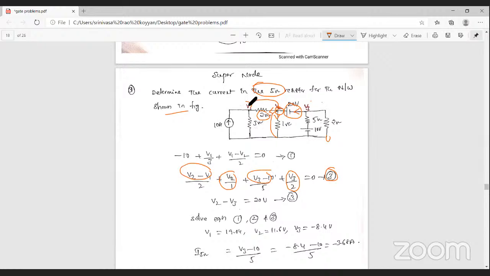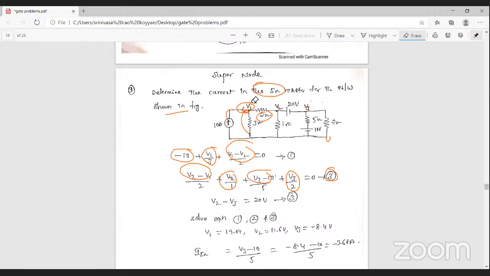Next, to apply KCL at this node, apply KCL here. For V1, here the currents are leaving, let us assume the currents are leaving. Here the current is taken as leaving, but since a current is entering, it is minus 10. Here the current is V1 by 3, and here the current is V1 minus V2 by 2 ohm resistance. That is equation number 2.